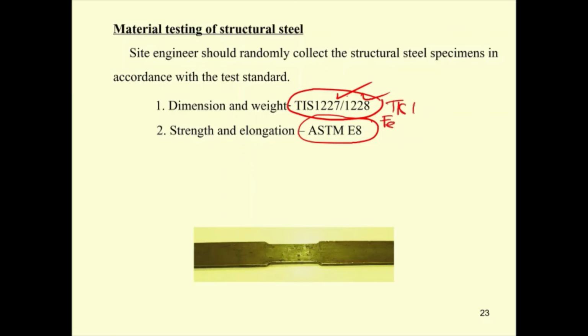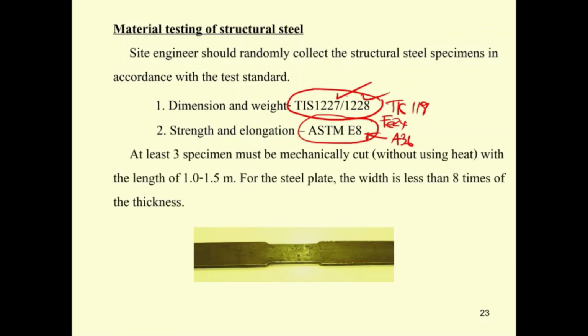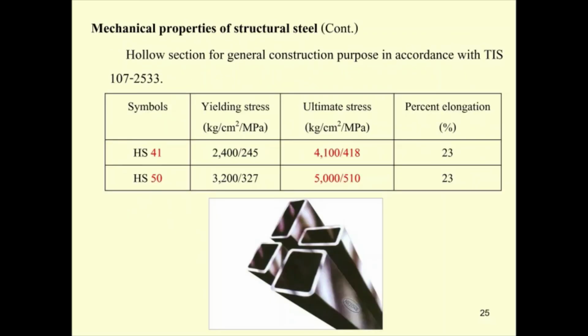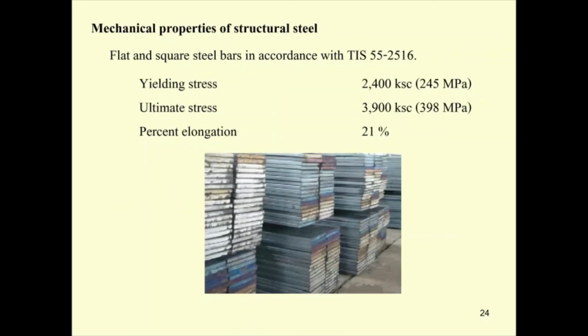TIS 119, I think that is going to be correct, or the E8. 119 is going to be FE24, and E8 maybe A36 still. You cut 3 specimens, and for the cut you should not use heat. You have to do a mechanical cut, and each of them is going to be 1 to 1.5 meters. For the plate, the width is supposed to be less than 8 times the thickness, not too much width. The detail of this you can do when you go to work.